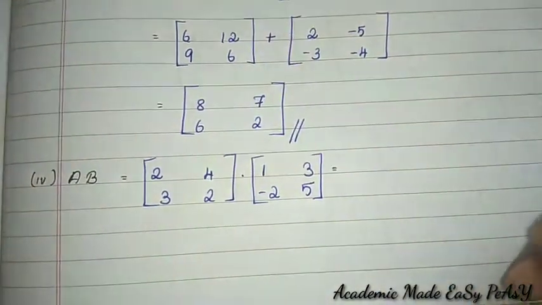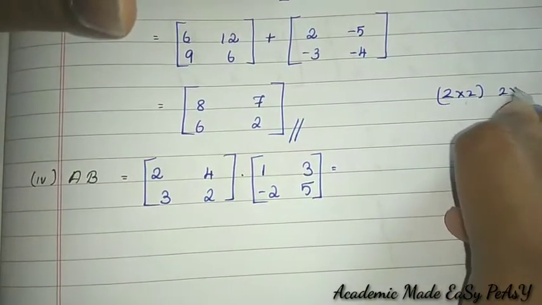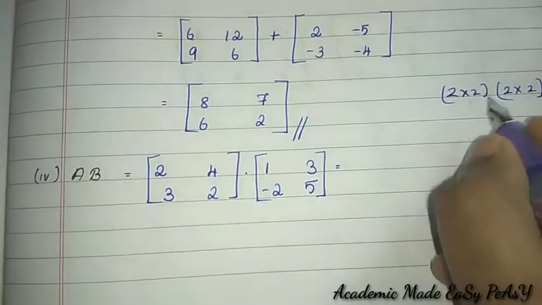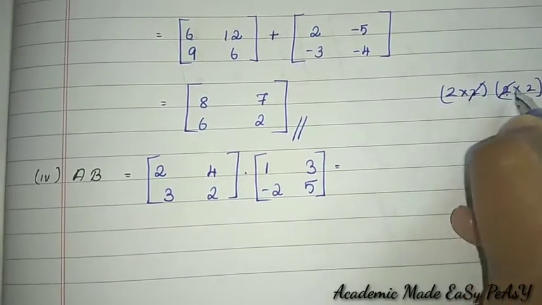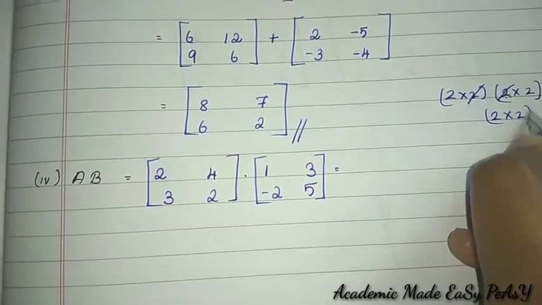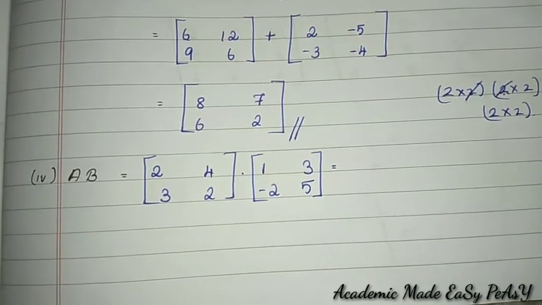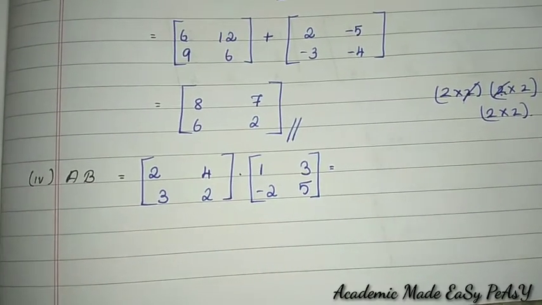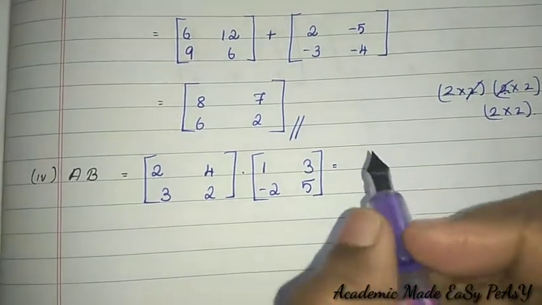So how will I check the order of my matrix? 2 by 2 and 2 by 2, isn't it? I will be cancelling the numbers which are inside, since the same numbers are there, so my order will be 2 by 2 itself. All this I taught you in the introduction part. If you have any doubts, just watch that. I will attach the link in the description box.